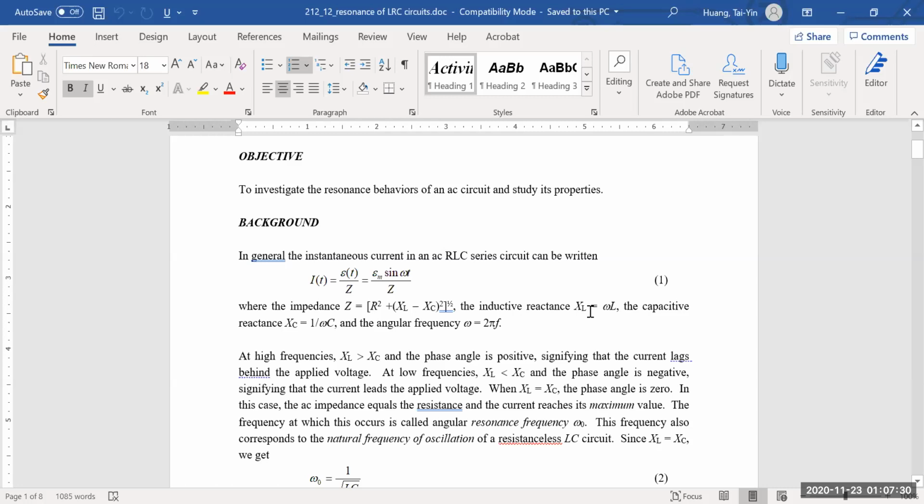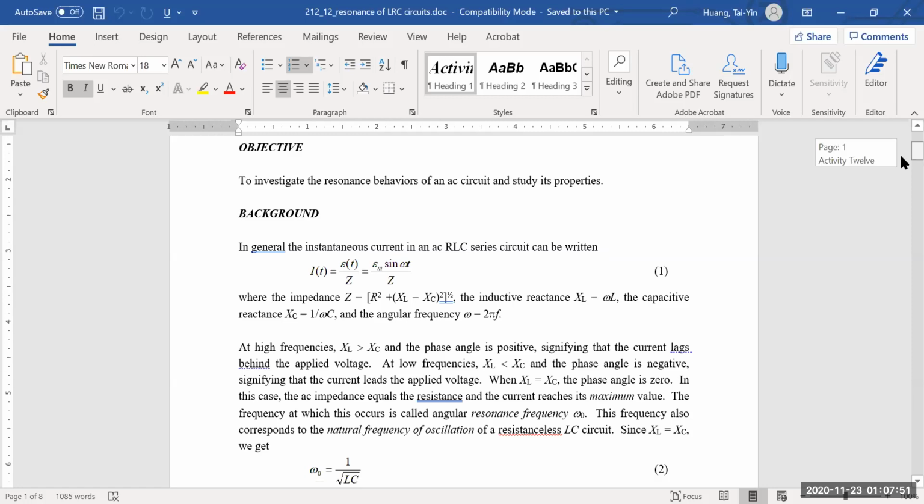Just to remind you, XL is equal to omega times L, and XC is equal to 1 over omega C, meaning that these two quantities are frequency dependent. And if these two quantities are frequency dependent, then your Z is also frequency dependent, okay? And omega is equal to 2 pi f.